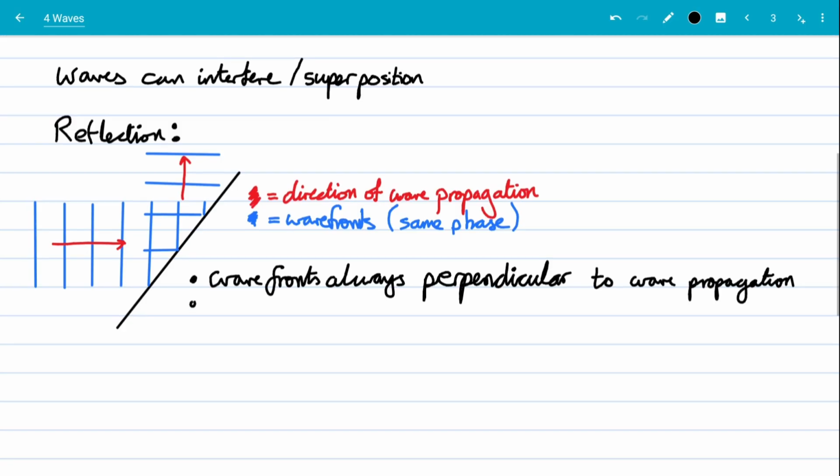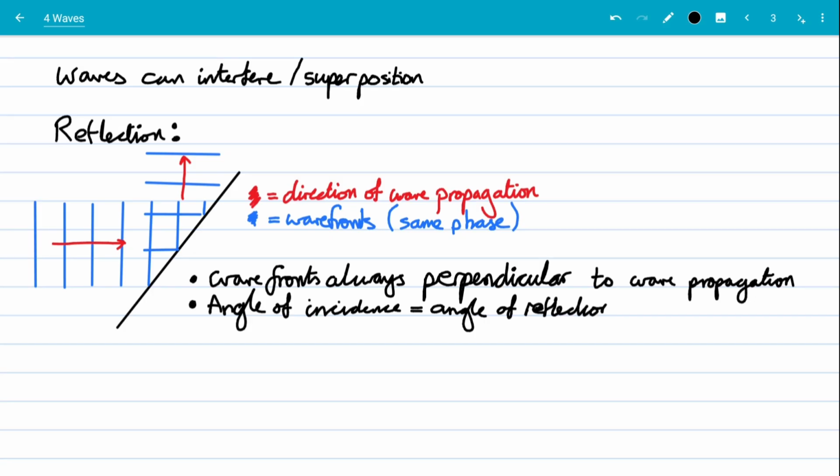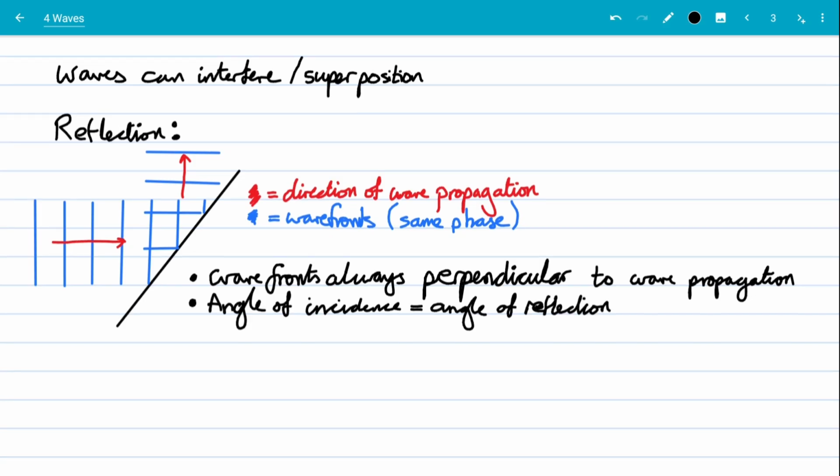Not only that, we also observe that the angle of incidence is always equal to the angle of reflection. I've tried to draw it so that the reflector is 45 degrees to the direction of wave propagation, but it doesn't matter if you change that, you'd see the same thing happen.